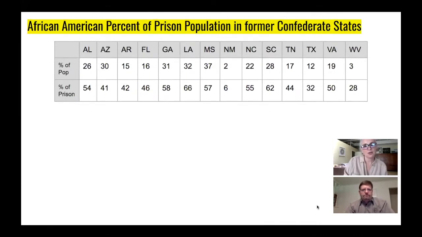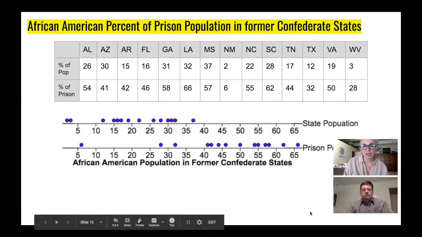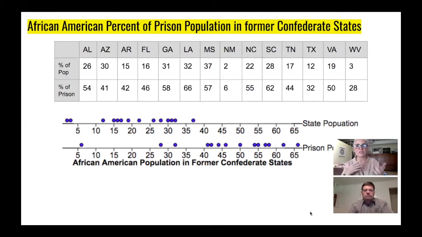Okay, so what might we want to know? Well, I like to just lay it out, so I threw it on a dot plot. We're going to talk about a lot of things here about this data. But if I want to talk about how much the states vary, like how much the Confederate states vary with each other in terms of their state population of African American people and prison population of African American people, what's one value I could use?